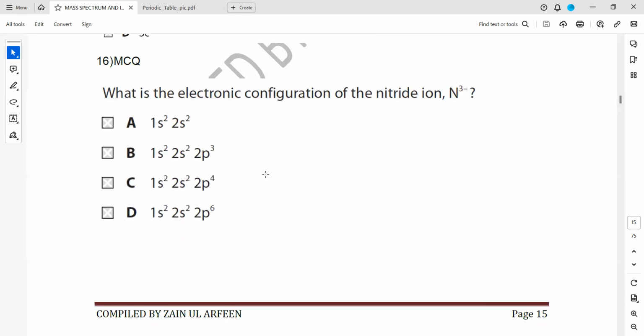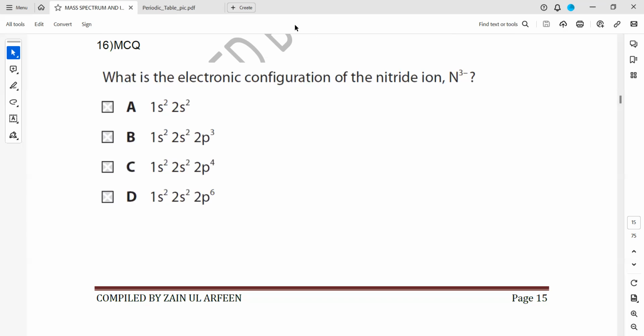In question 16, what is the electronic configuration of a nitride ion? Nitrogen is 7, but it is a nitride ion, so it will turn into 10. So for 10, it will be 1s2, 2s2, 2p6. So D should be the right answer here.